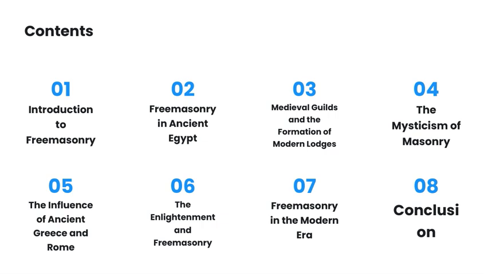We'll also look at the medieval guilds, which played a crucial role in forming the modern lodges we recognize today. Next, we'll discuss how the Enlightenment period sparked a surge of interest and development within Freemasonry, blending science, philosophy, and esoteric knowledge. We'll delve into the mysticism that surrounds Masonry, exploring its symbolic and spiritual dimensions. Then, we'll bring the discussion into the modern era, highlighting how Freemasonry continues to evolve and adapt in today's world.